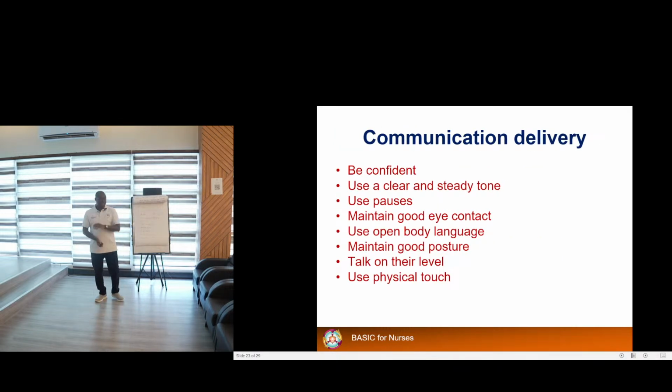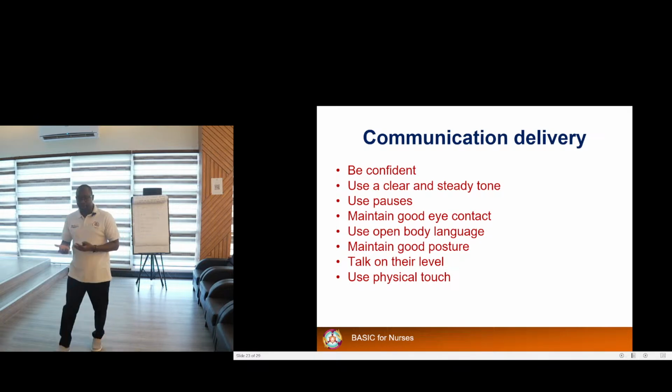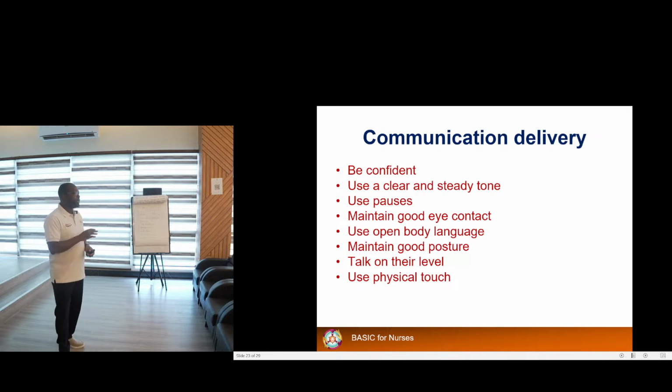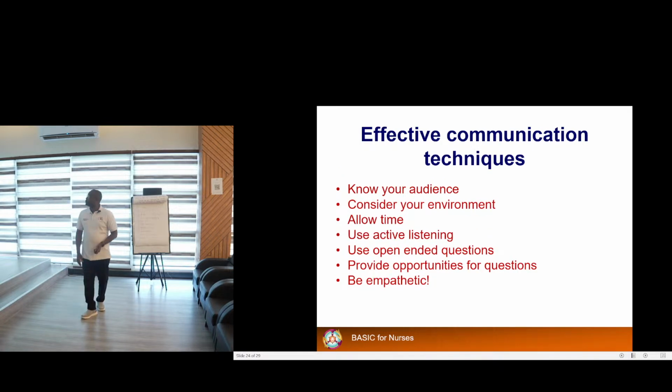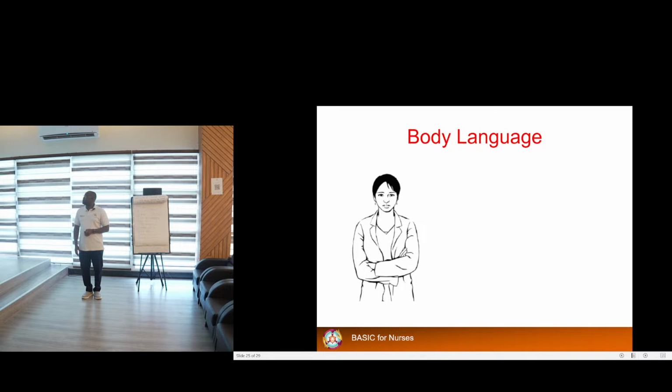All these are checklists of how you actually speak with the family. Usually, don't be narrative. You speak one piece of information after the other. Have some pauses when you're giving this information. These are the techniques that go along with speaking with the family. Body language is very important.